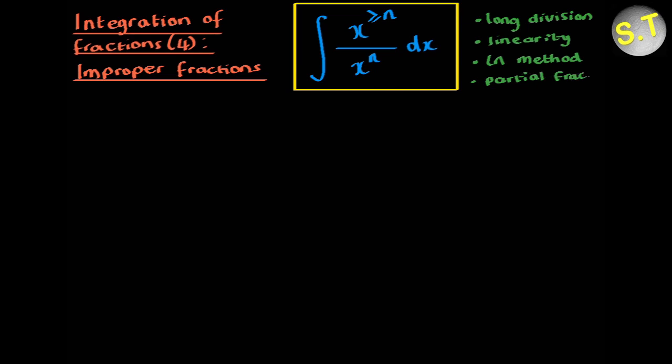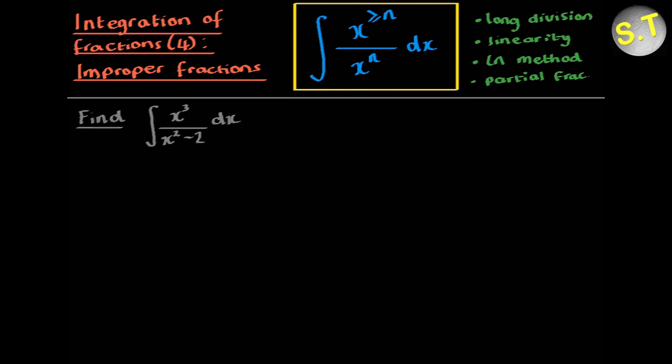So all we need to do when it comes to improper fractions is use some algebraic trickery in order to simplify them down into proper fractions before we can apply our previous methods. So let's take a look at our first example.